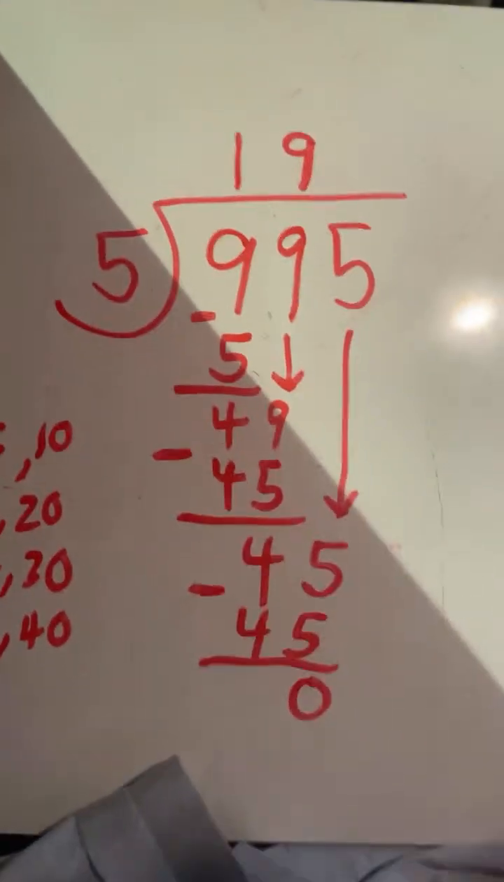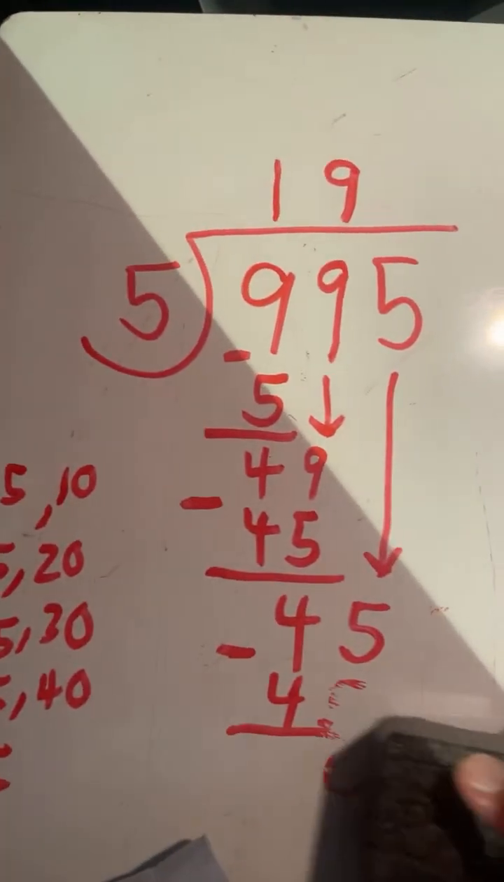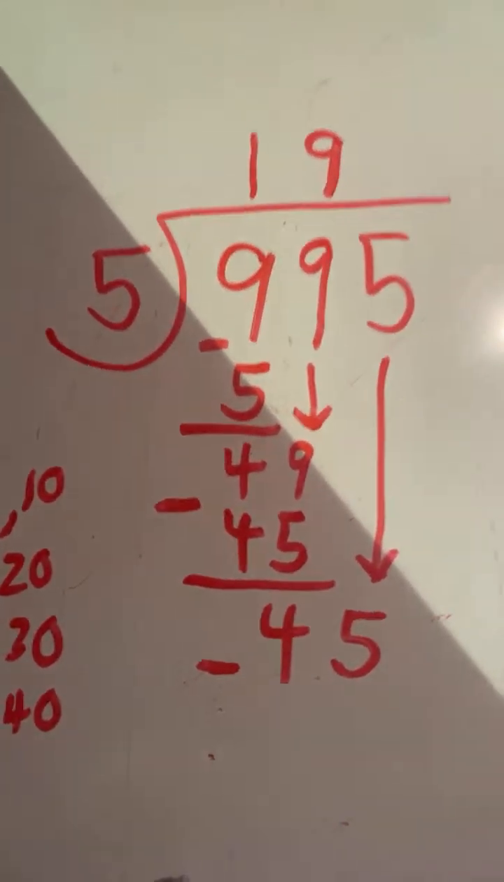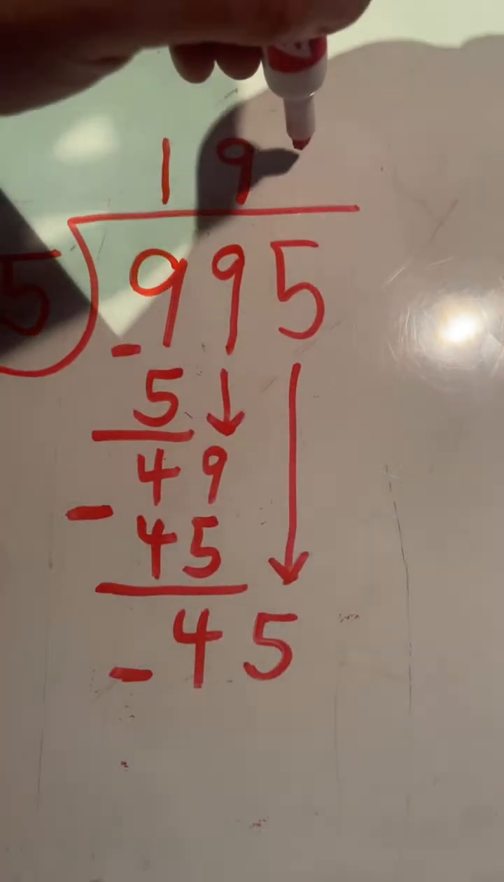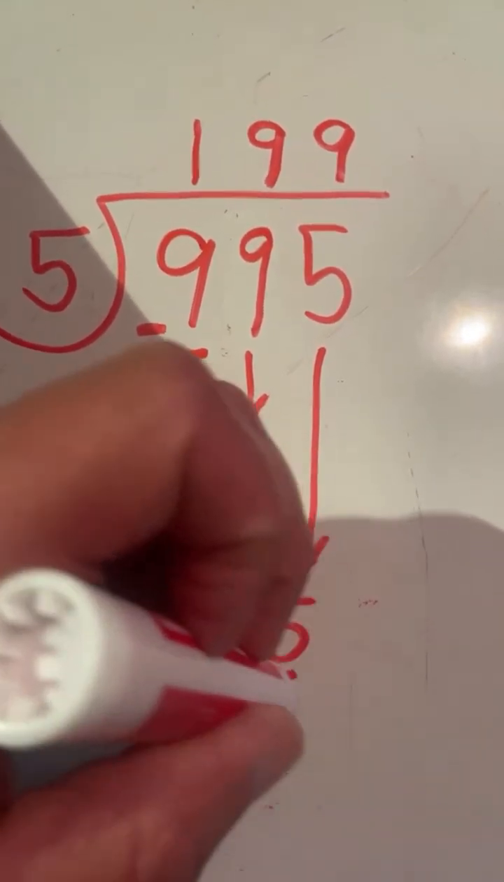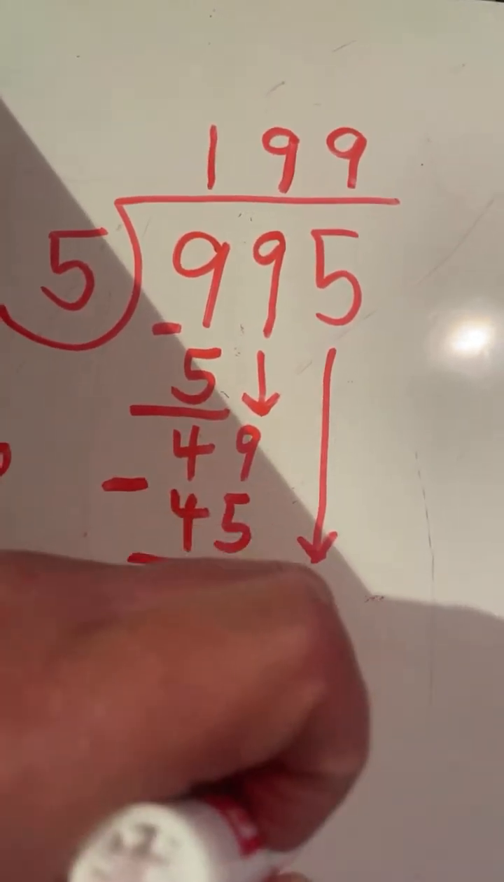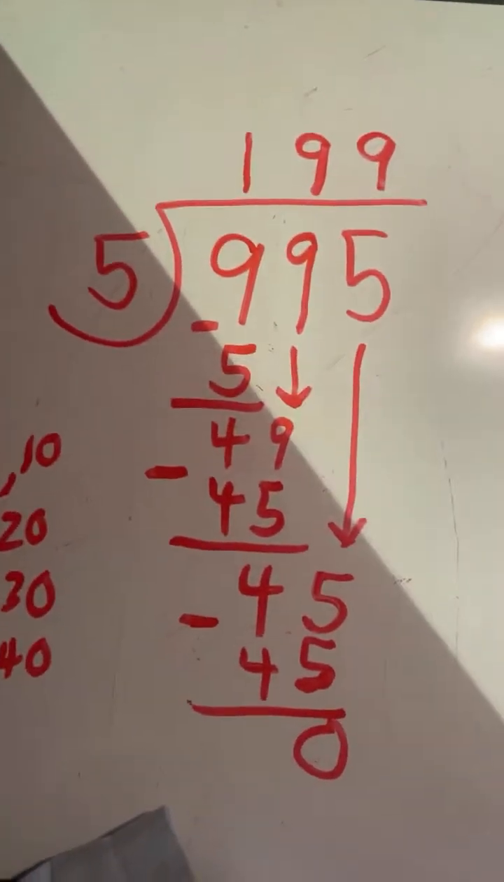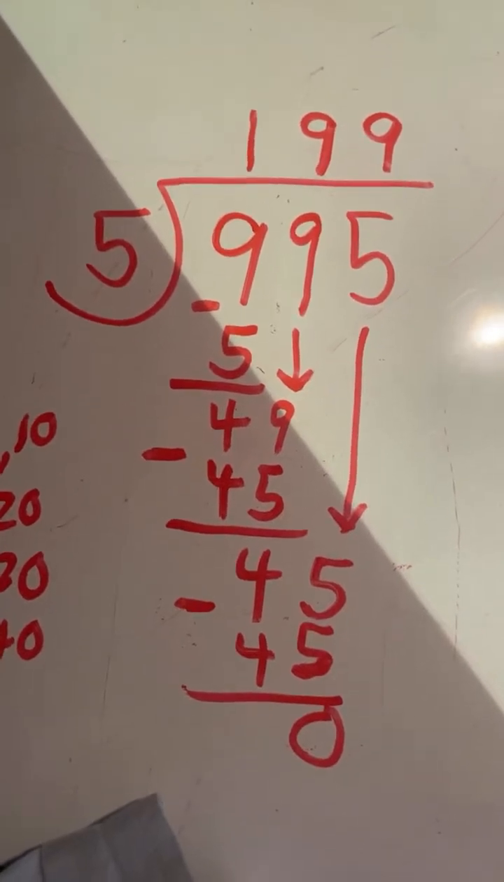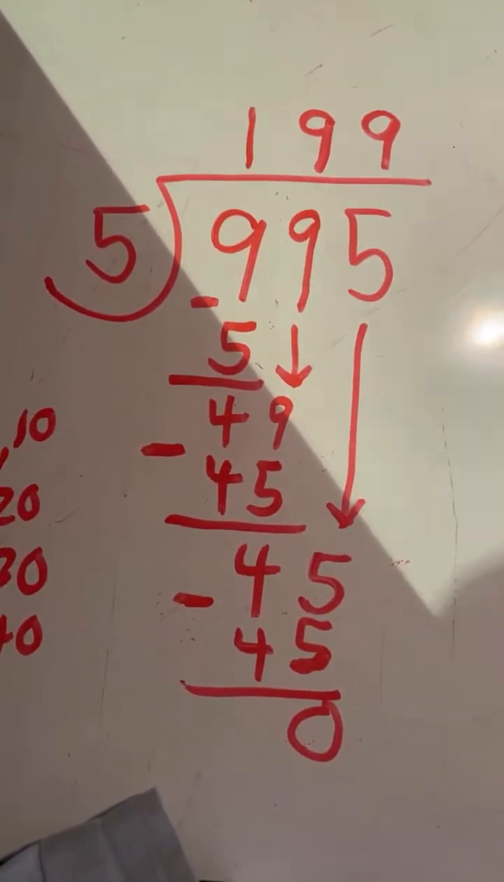Actually, before I subtract, I got to put the 9 up top. So 45 divided by 5 equals 9. Then I subtract at the very end. 45 minus 45 equals 0. There are no remainders. 995 divided by 5 equals 199.